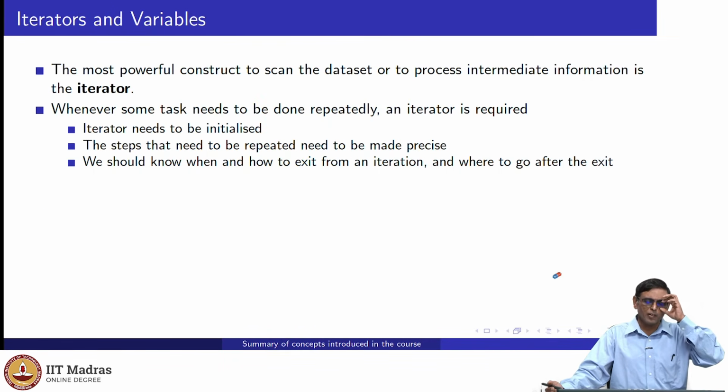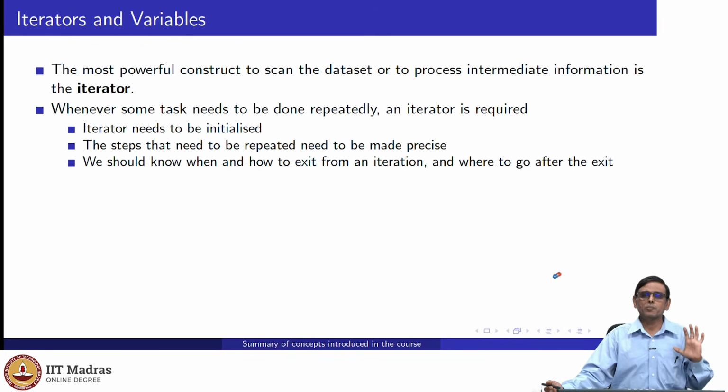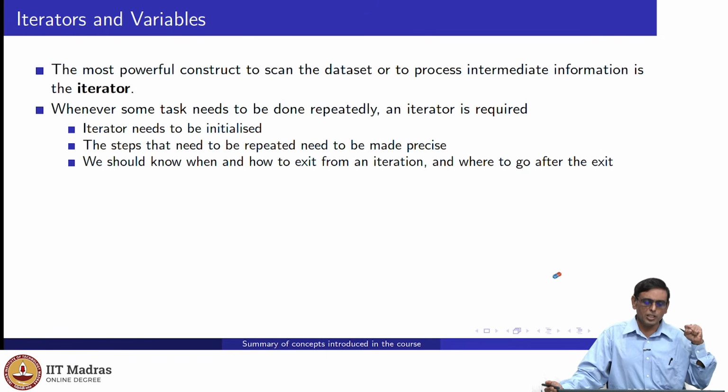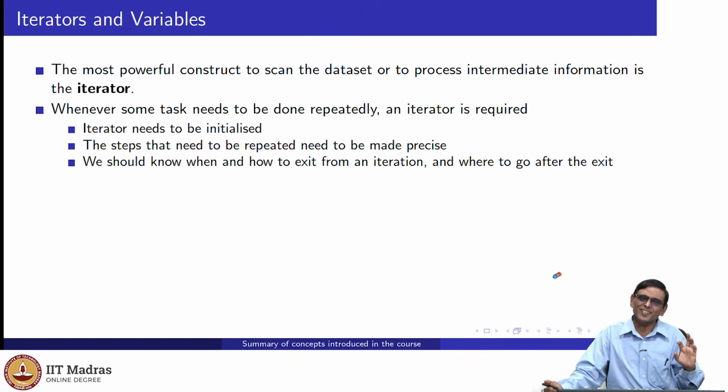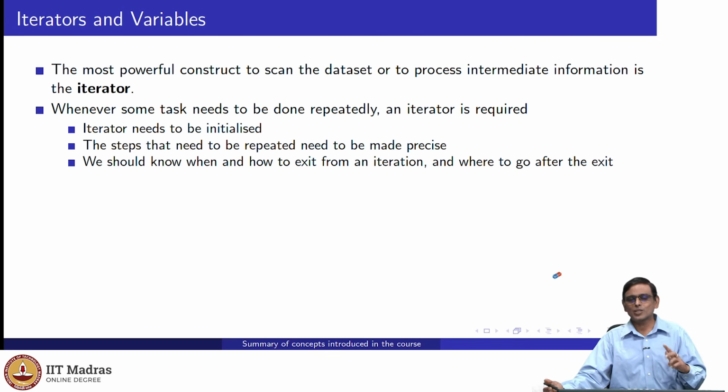Now, the most powerful construct that we saw that can be used to scan or process intermediate information is the iterator. Right? The iterator is basically something that needs to be initialized, and you have to say what it is iterating over, which is the repeat step, what it is repeating again and again, and most importantly, you should know how to exit. Right? We saw that it's not that easy to figure out how to exit.